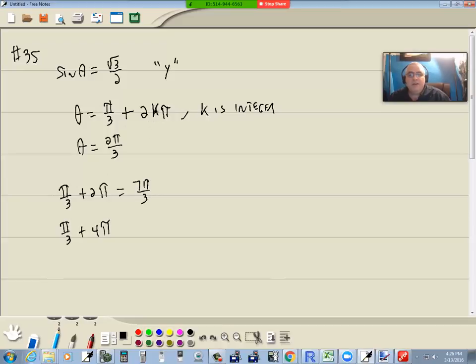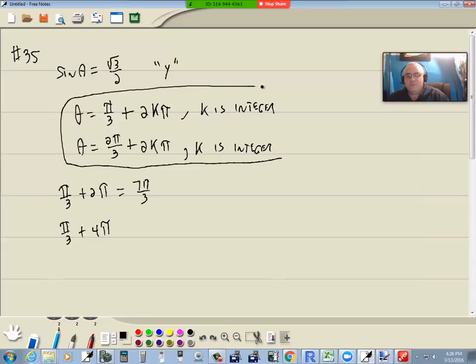If I put 1 in here, 2 times 1 is 2 times pi is 2 pi, which would be this one. If I put 2 in here, 2 times 2 is 4 times pi, which is 4 pi, which is this one. So this accounts for all of our cases. And this one would be the same way. We have 2 plus 2k pi. K is, again, an integer. It doesn't have to be positive, it can be negative. So those would be our answers.